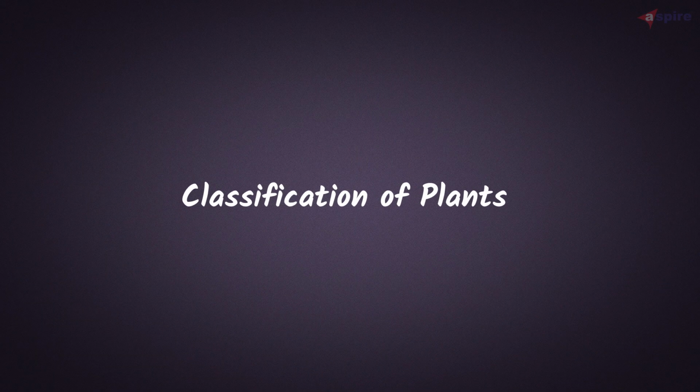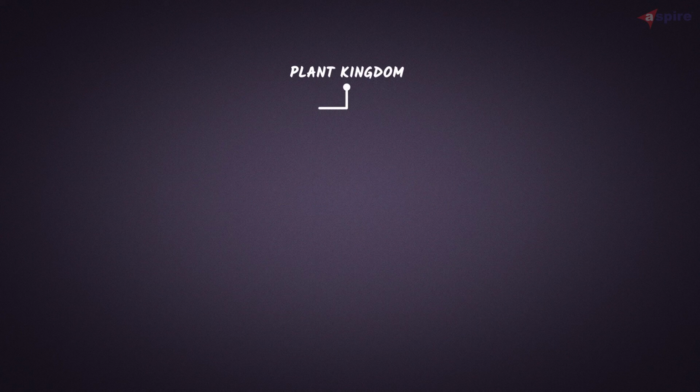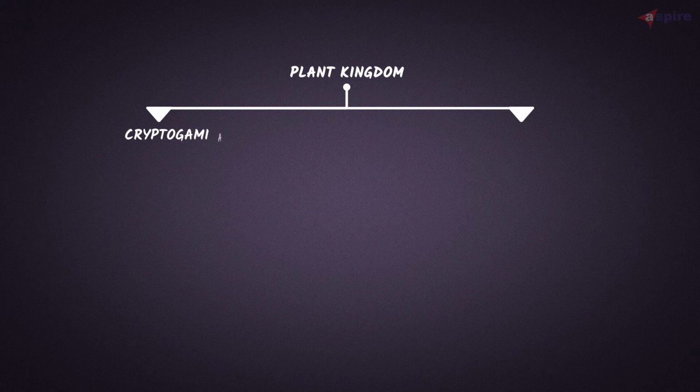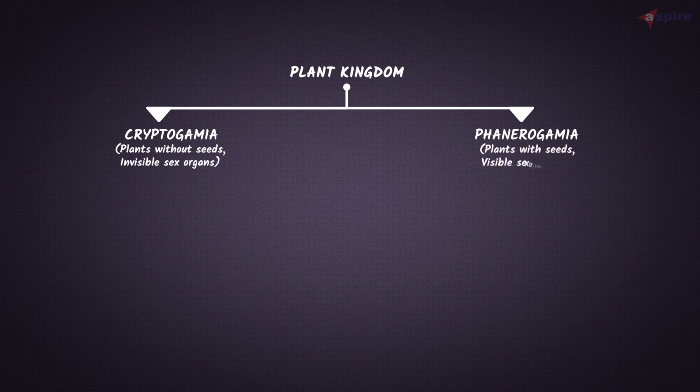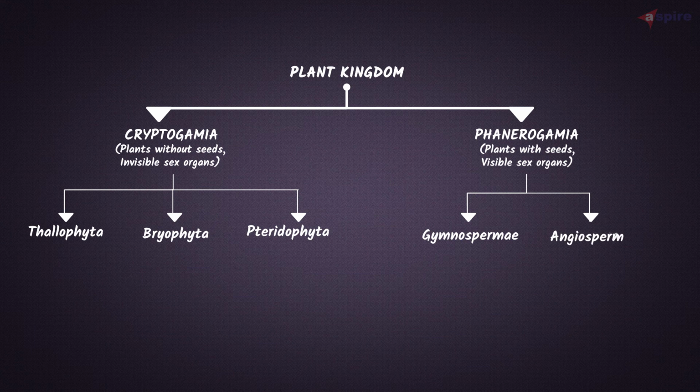Classification of plants is categorized further. It starts from the plant kingdom, which is divided into Cryptogamia and Phanerogamia. Cryptogamia are plants without seeds and have invisible sex organs. Phanerogamia are plants with seeds and have visible sex organs. Cryptogamia is further divided into Thallophyta, Bryophyta, and Pteridophyta, whereas Phanerogamia is divided into Gymnospermae and Angiospermae.